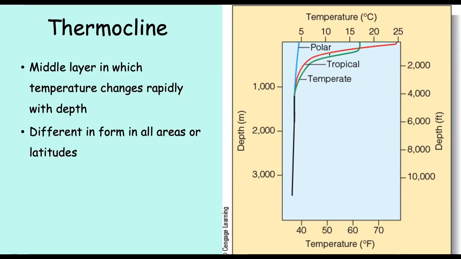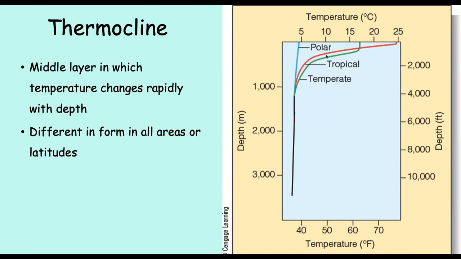In tropical waters, however, the surface temperature is much different than the temperature at the bottom. And so the change in the temperature, the slope that you see here halfway through the water column, is what we call the thermocline, the change in temperature.